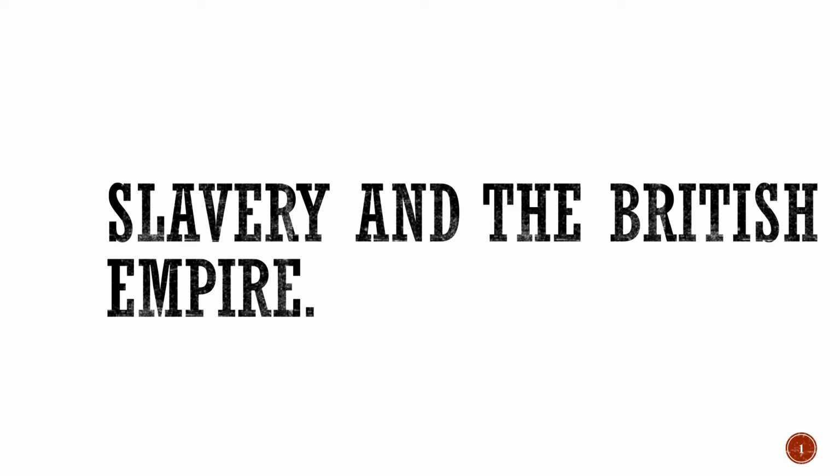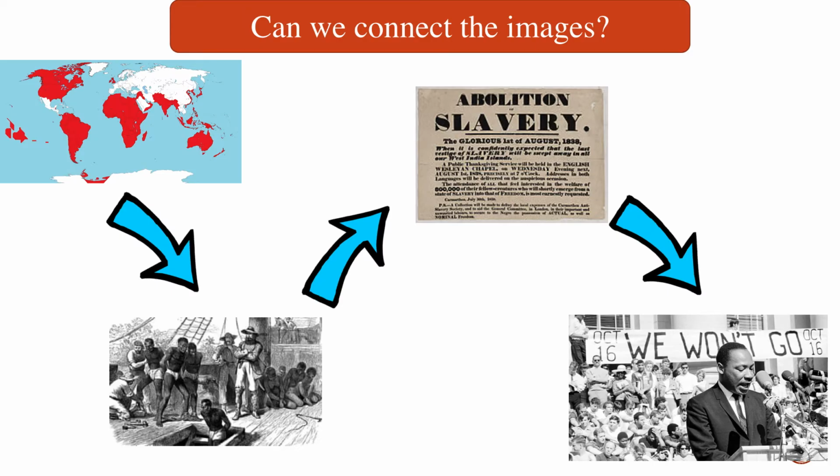Hi everyone, so we are looking at slavery and the British Empire today. We've got a series of images here and we're going to think about how they are connected. The first one is the British Empire, a map of the colonies that the British controlled.